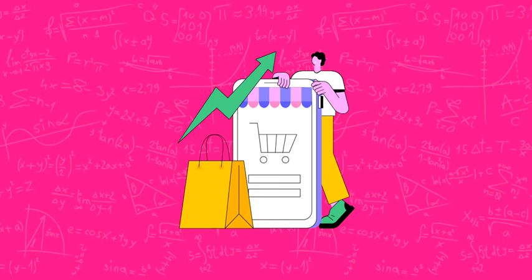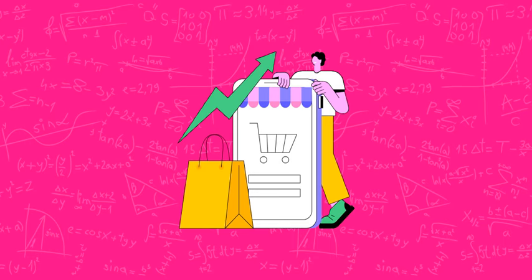Another one is cross-category bundles. This is where you're combining products from different categories to encourage product discovery. So you might have a bundle that includes a kitchen gadget and a home decor item, or a beauty product and a fashion accessory. This can be a great way to expose your customers to a wider range of your products and get them to try new things.